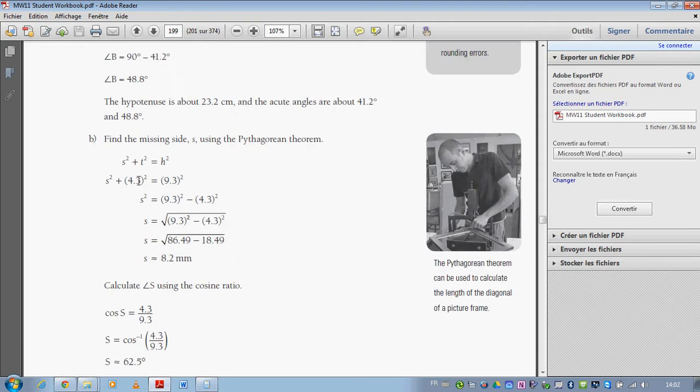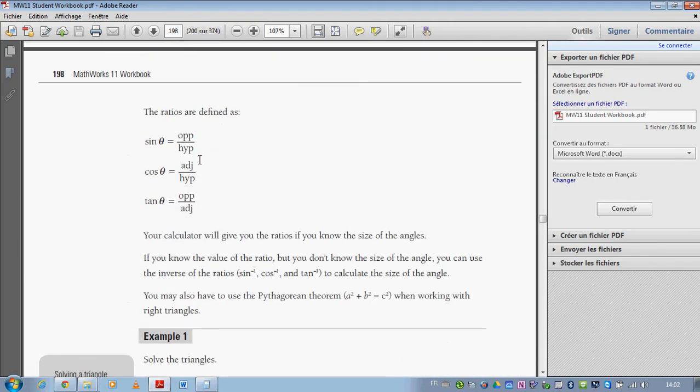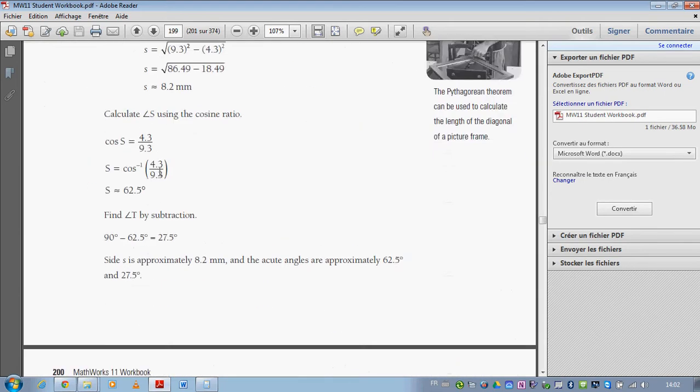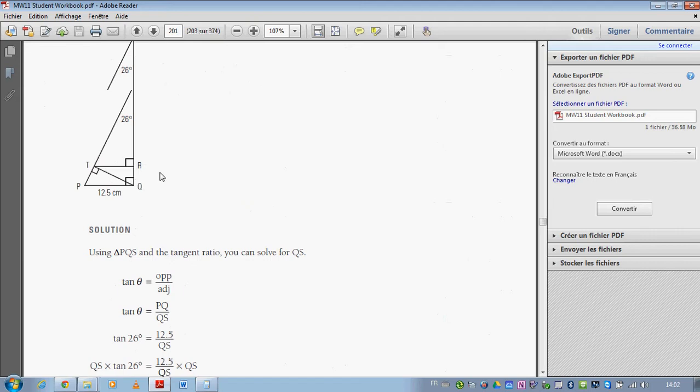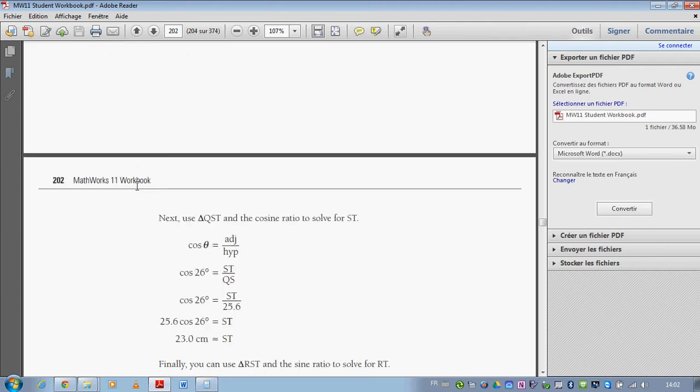So scrolling back up to your ratios, we're trying to figure out the adjacent side. We've got the hypotenuse, we've got the angle, so you're using the cosine ratio. Okay? Scrolling back down. So that means that cosine of 26 is equal to the adjacent side, which is ST, divided by 25.6, which was your hypotenuse. Okay, and that's what they do right here. So cosine of 26 is equal to the adjacent side, which is unknown, divided by 25.6.